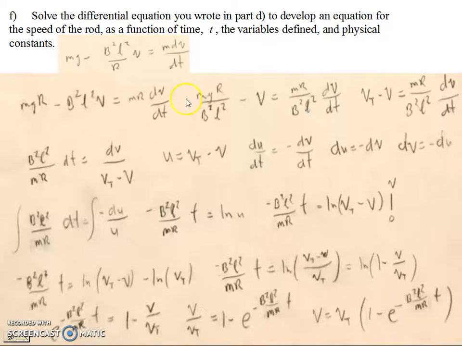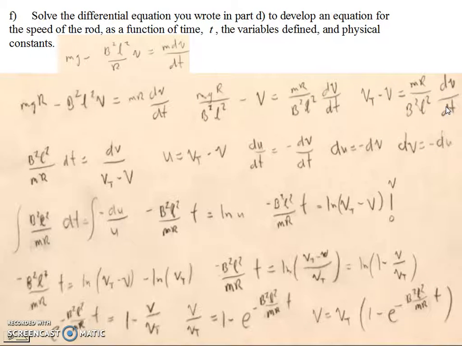I recognize that this term is v sub t. Remember, I told you that as a hint, you want to try to get that, so hopefully you got to that point. Now, certainly you don't have to substitute as v sub t. You could leave this big mess, but it is a big mess, and so we do have v sub t as a defined variable. Might as well use it. So we have vt minus v equals mr over b squared L squared dv dt.